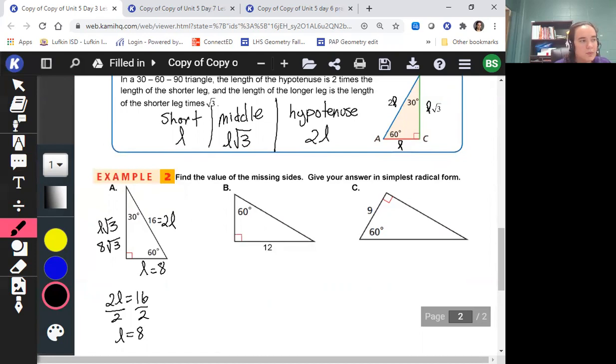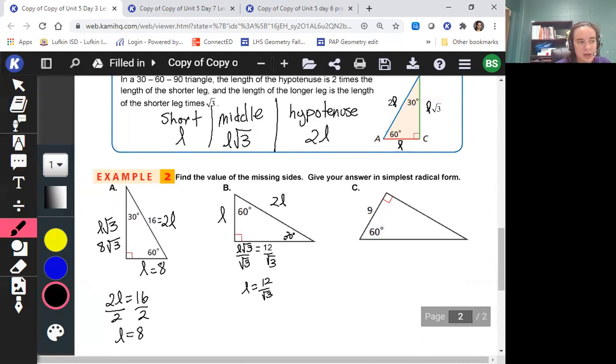Our next one, we still have a 30, 60, 90 triangle. Again, we need to label our triangle. We have our middle length side, that's L square root of 3. Short side's on the left, so that's L. Long side, our hypotenuse, is 2L. We need to solve for L because we have L square root of 3 equaling 12. We're going to divide by the square root of 3. That gets us L equaling 12 over the square root of 3.